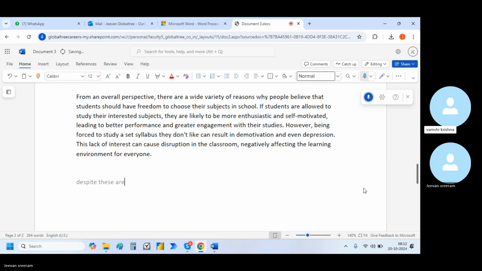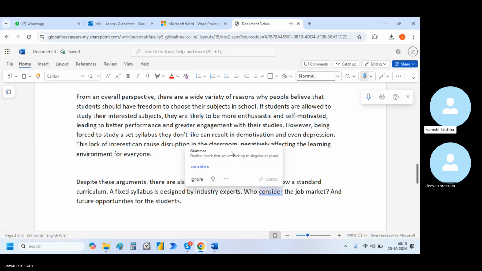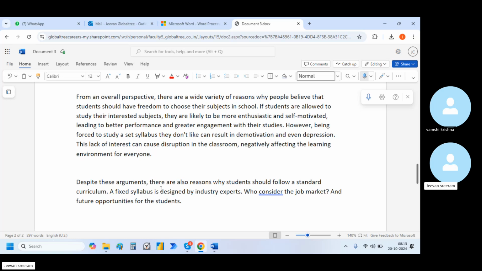Despite these arguments, there are also reasons why students should follow a standard curriculum. A fixed syllabus is designed by industry experts who consider the job market and future opportunities for the students. Yes. Is it clear, buddy? Despite these arguments, there are also reasons why students should follow a standard curriculum. Right? Standard syllabus. Fixed syllabus. Okay. A fixed syllabus, you can write this type of syllabus.